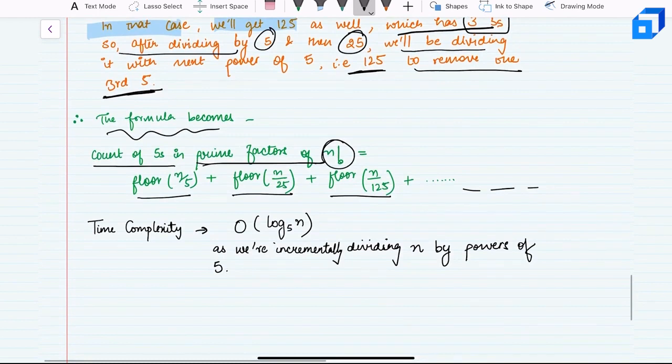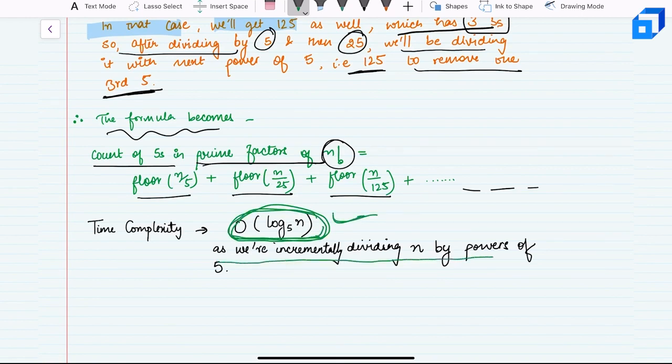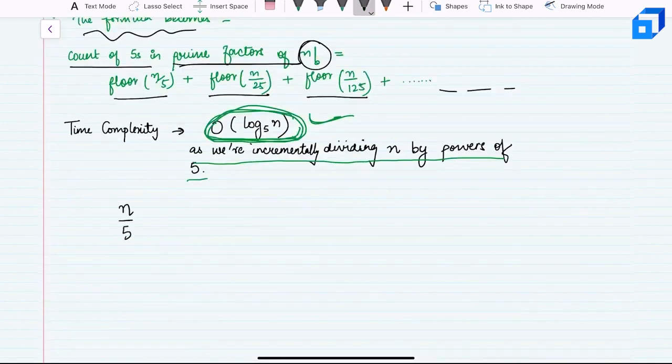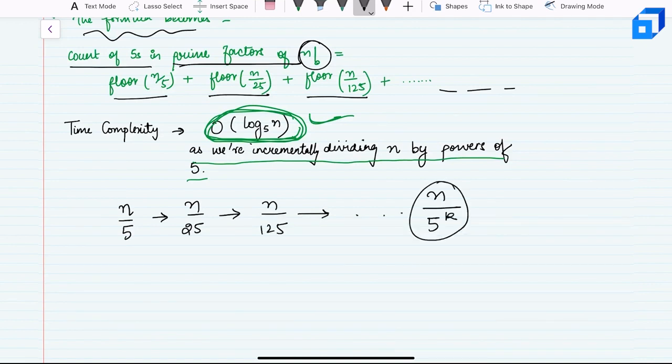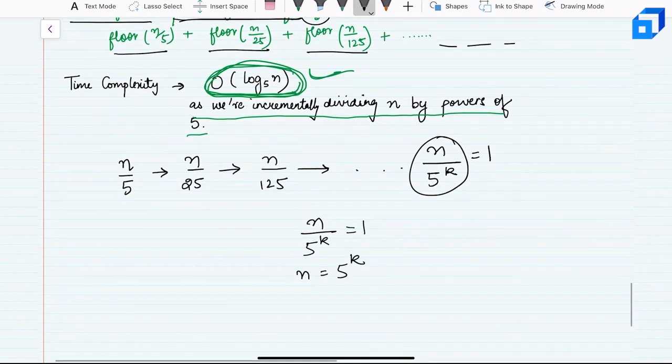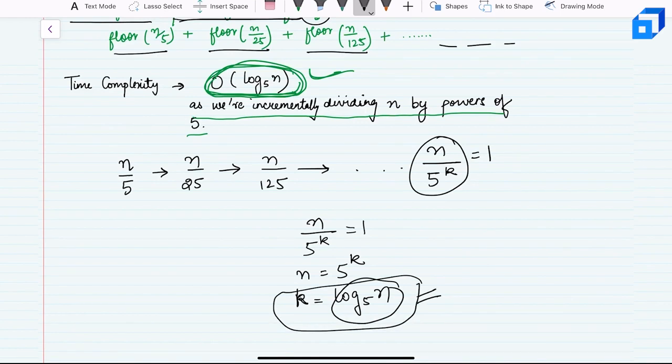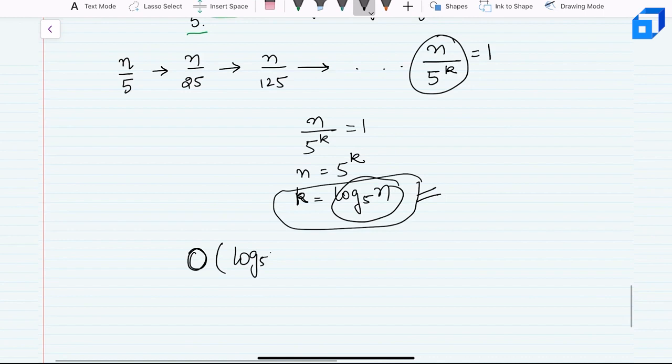So the time complexity of this approach is going to be order of log base 5 n. What was the question? That we have to find a logarithmic time complexity, and we have actually achieved that. Why? Because we are incrementally dividing n by powers of 5. So first we are dividing n by 5, then n by 25, then n by 125, and so on till n by 5 to the power k reduces to 1. n by 5 to the power k is equal to 1, so n is equal to 5 to the power k. After taking log on both sides, we will get k as log base 5 n. That means log base 5 n number of steps we have to take to get the solution, and therefore the time complexity is going to be order of log base 5 n.